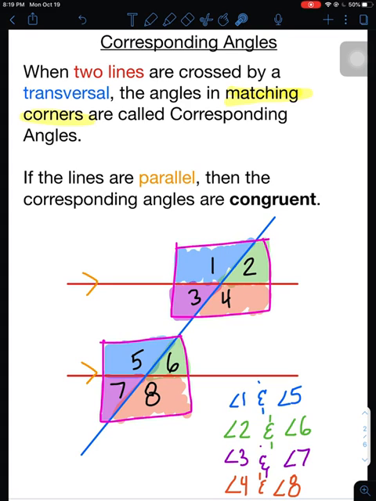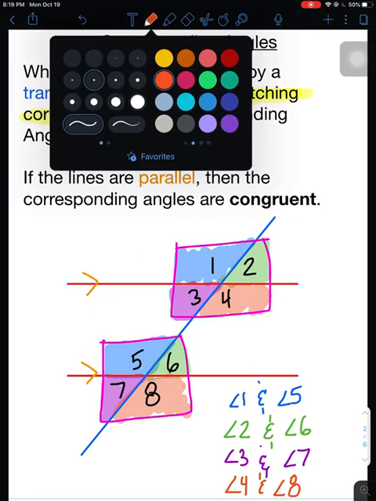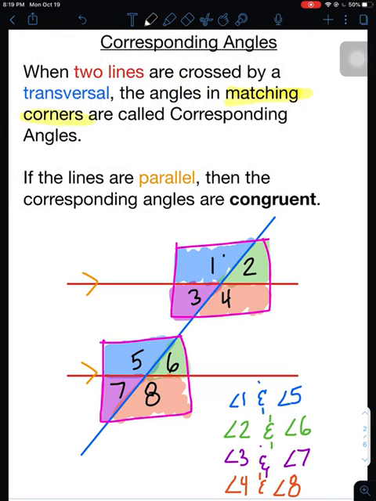Now, you can pause this, reflect, take notes down, sketch this out. If you don't have different colors, you can make a little mark like hearts, circles, squares, something to help you visualize that these are matching.